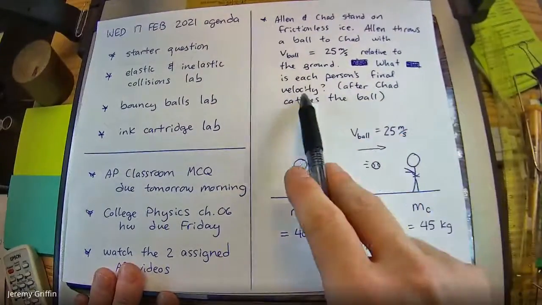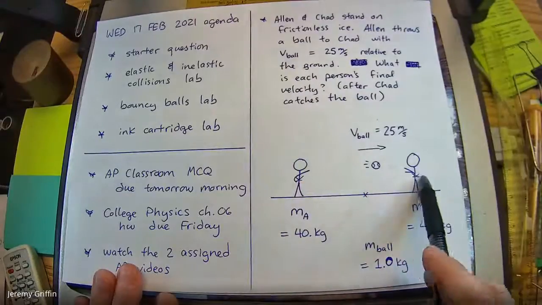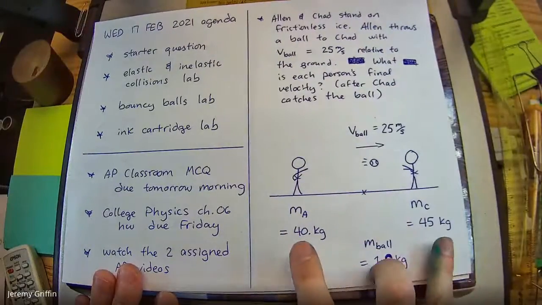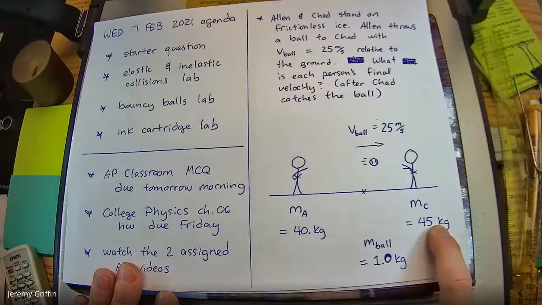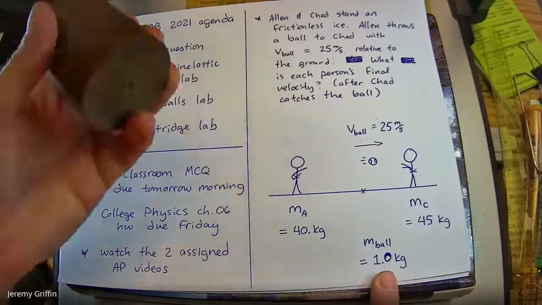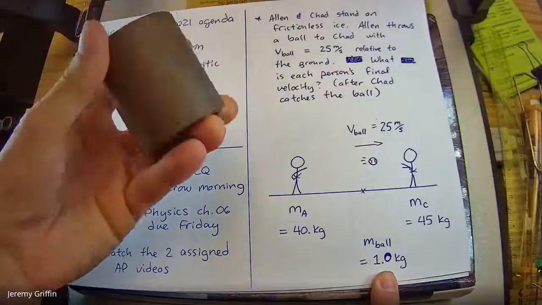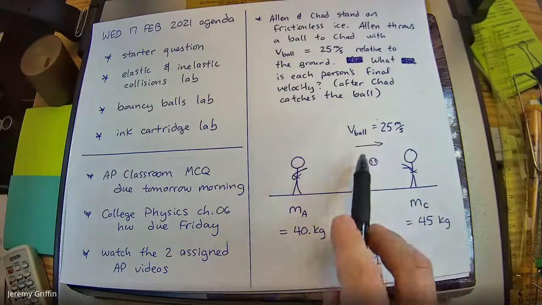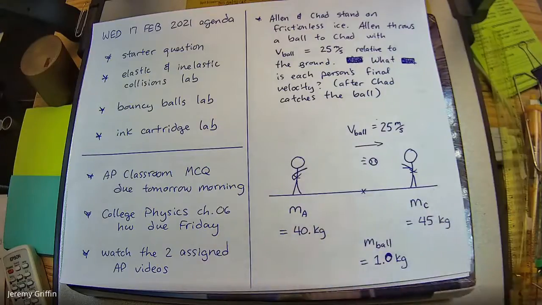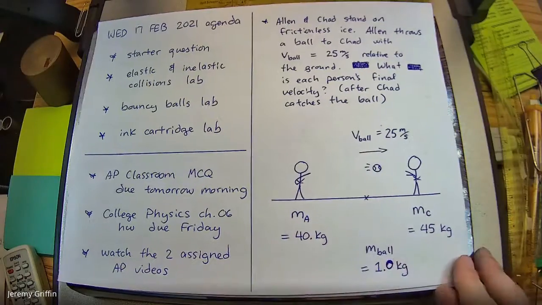What is each person's final velocity? Let's say after Chad catches the ball. So here are their masses. Mass of Alan, 40 kilograms, mass of Chad, 45 kilograms. They've got a 1 kilogram ball, which is a pretty heavy ball. Alan threw the ball this fast relative to the ground. So after Chad catches the ball, how fast are these guys sliding around?